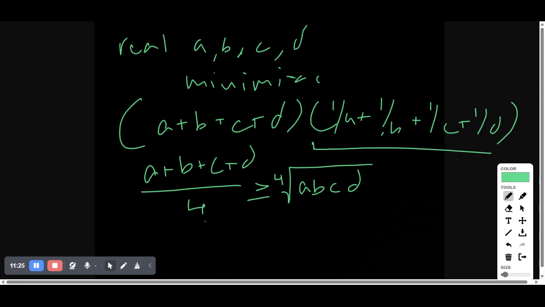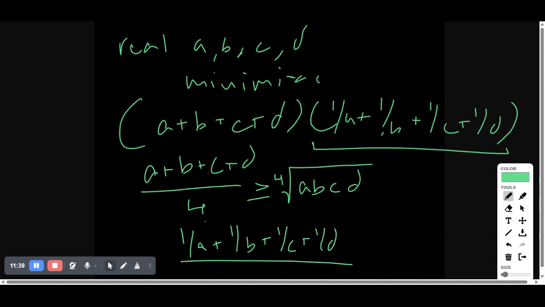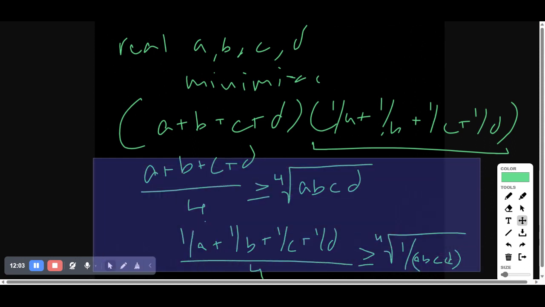And now we can perform the same inequality on 1 over A, 1 over B, 1 over C, 1 over D. 1 over A plus 1 over B plus 1 over C plus 1 over D, all over 4, is greater than or equal to the fourth root of 1 over ABCD, right? And now what we can do is multiply these two inequalities together. Don't worry, it's going to be okay. We can multiply these together. I'm just going to make this smaller real quick.